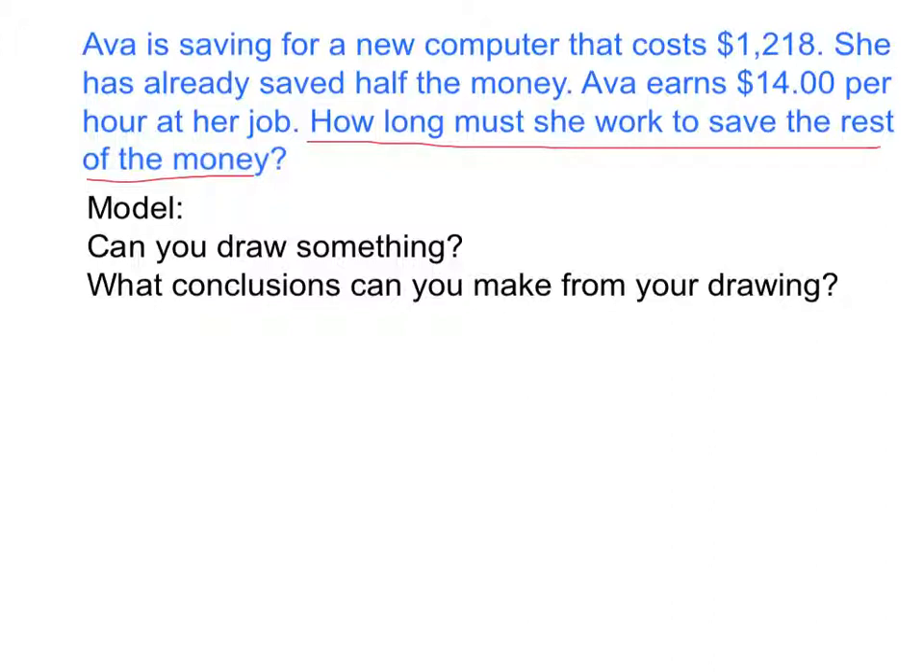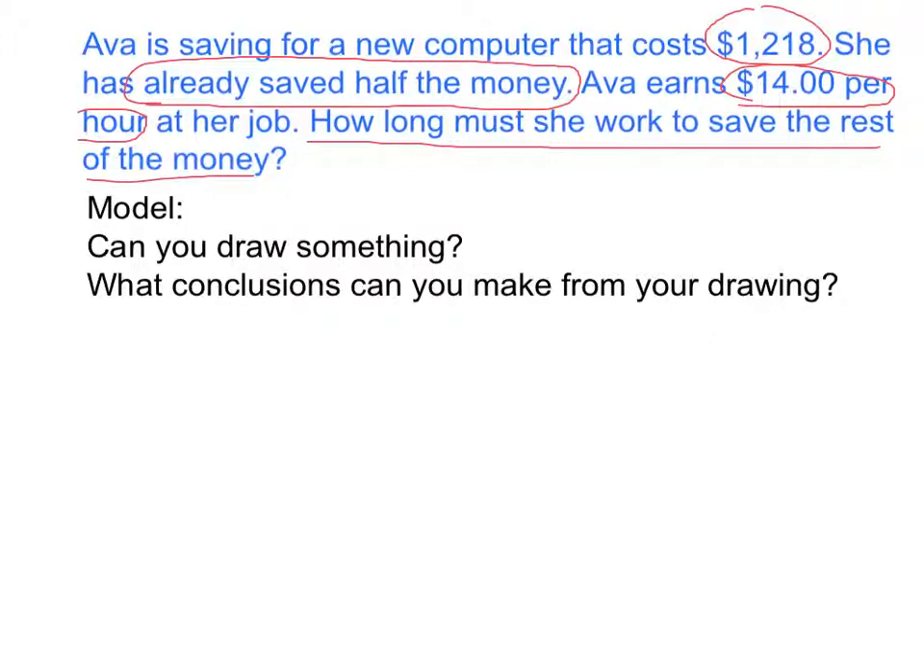The second thing I like to do is circle any important information. So she's saving for a new computer. It costs $1,218. That's one thing. The other thing, and this is huge, is she has already saved half the money. So we're not trying to figure out how many 14s will go into 1,218. We're trying to figure out how many 14s will go into half of that, I think. Ava earns $14 per hour at her job. So we have 3 things. $1,218 is how much it costs. She's got half the money, and she earns $14 per hour.